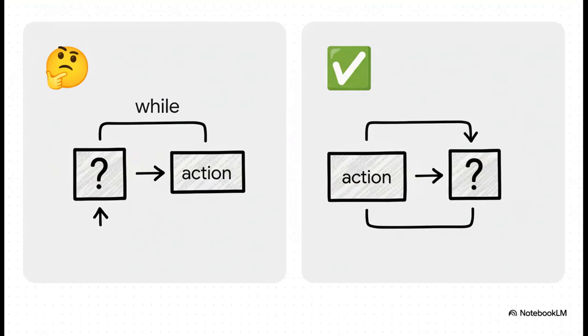So what's the big difference between these two? Well, it all comes down to when they check the condition. A while loop is cautious. It checks the condition first. If that condition is false from the get-go, the code inside the loop never even runs once.